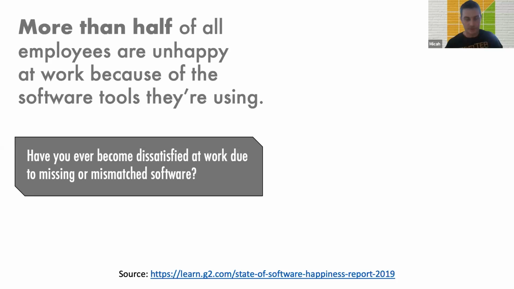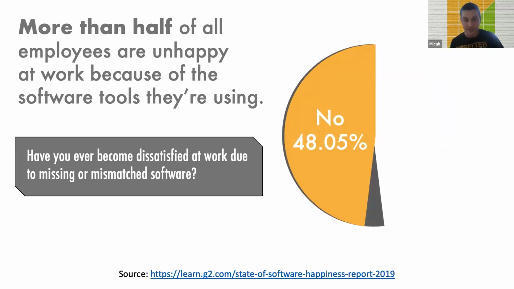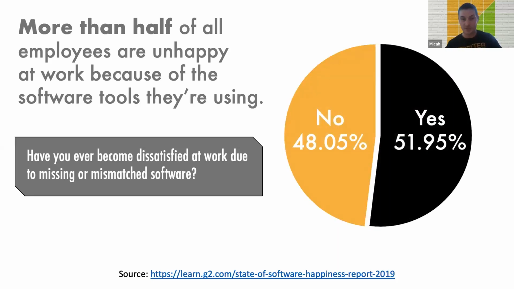Which is just sharing a couple of data points from a survey released by G2 a couple of years ago. They surveyed over a few thousand participants, asking a series of questions on job satisfaction and the tools they're using. One of the more interesting finds was that more than half of employees were unhappy at work because of the software tools they're using. That's definitely interesting, because if you're not happy in your current role with the tools you're using, you're not set up for success, and it's just not sustainable in the long term.